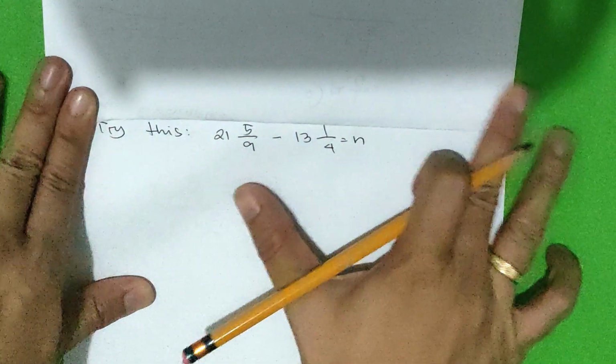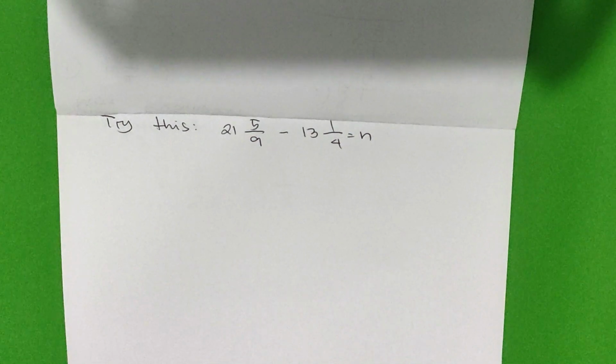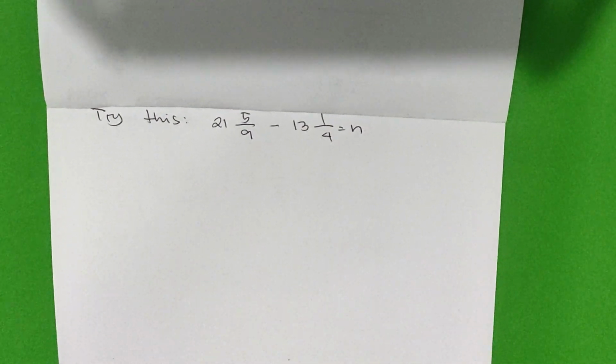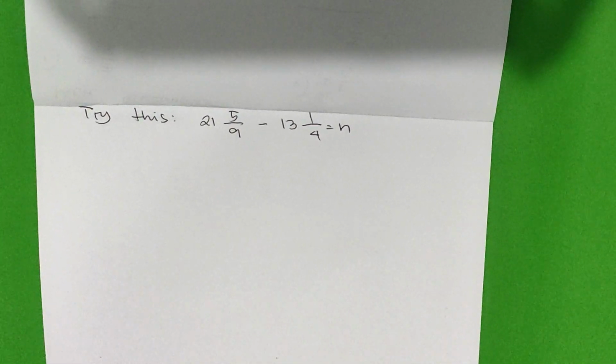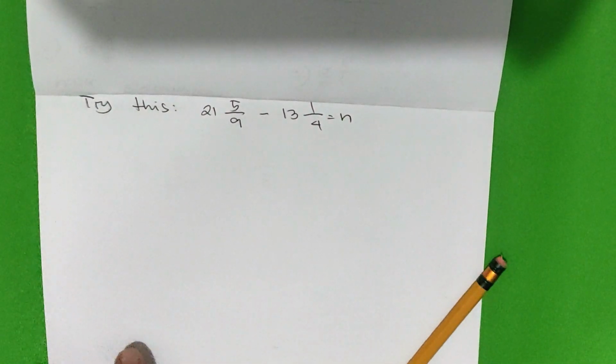Now, try this. Try to answer 21 and 5/9 minus 13 and 1/4 equals n in 1 minute. Your timer starts now.